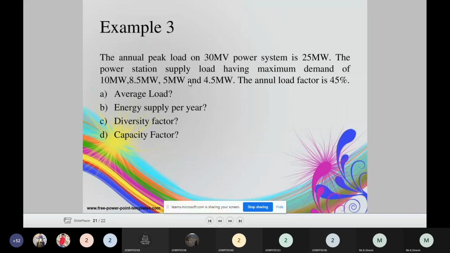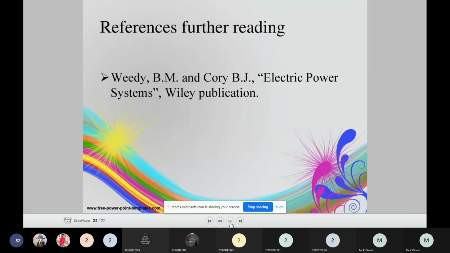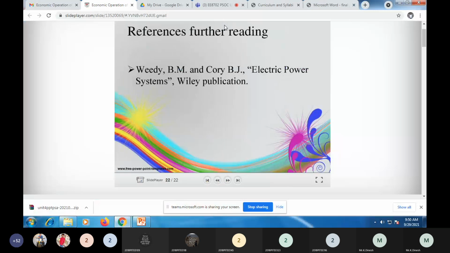Likewise, you have another example. The annual peak load of the power system is 25 megawatts. The power station supplies loads having maximum demands of 10 megawatts, 8.5 megawatts, 5 megawatts, and 4.5 megawatts. The annual load factor is 45%. Determine the average load, electric supply per year, diversity factor, and capacity factor. So these are all about the fundamentals of economic operation of power systems.